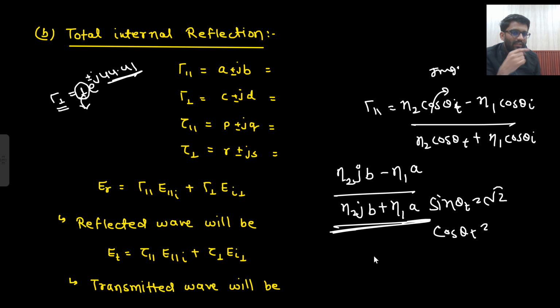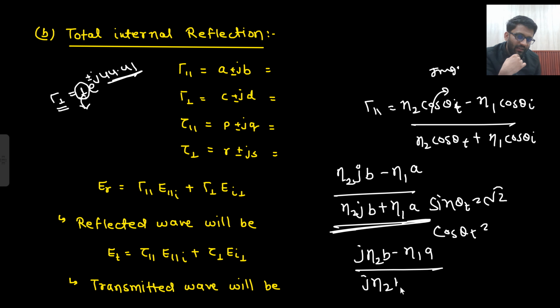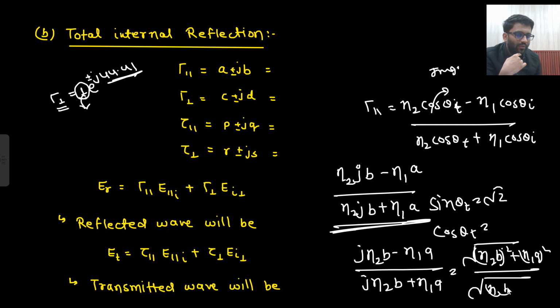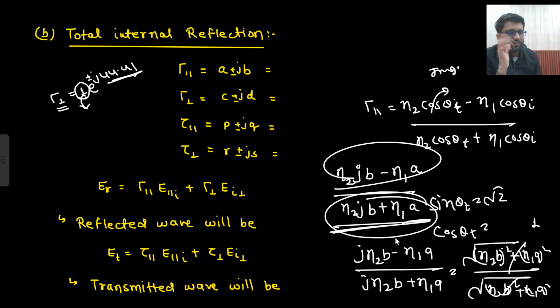What is the magnitude of this quantity, j eta 2 b minus eta 1 a divided by j eta 2 b plus eta 1 a? What will be the magnitude? Under root eta 2 b whole square plus eta 1 a whole square divided by under root eta 2 b whole square plus eta 1 a whole square. Same, right? So both will get cancelled. What is the magnitude? Magnitude is 1, but it will have some phase. This will have some phase difference.